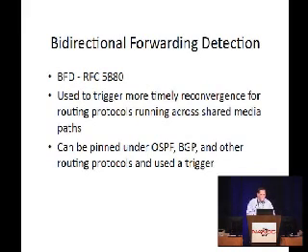Bidirectional forwarding detection is defined by RFC 5880. It is a protocol that can be used to trigger more timely reconvergence of routing protocols that are running across shared media paths. So you can pin BFD underneath OSPF, BGP, other routing protocols that usually use hello timers to trigger convergence events, and allow BFD to establish the fact that the forwarding plane over that shared media path is actually operational and that packets can be forwarded over the path. And if for some reason packets can't be forwarded over the path, rip the routing protocol down much more quickly.